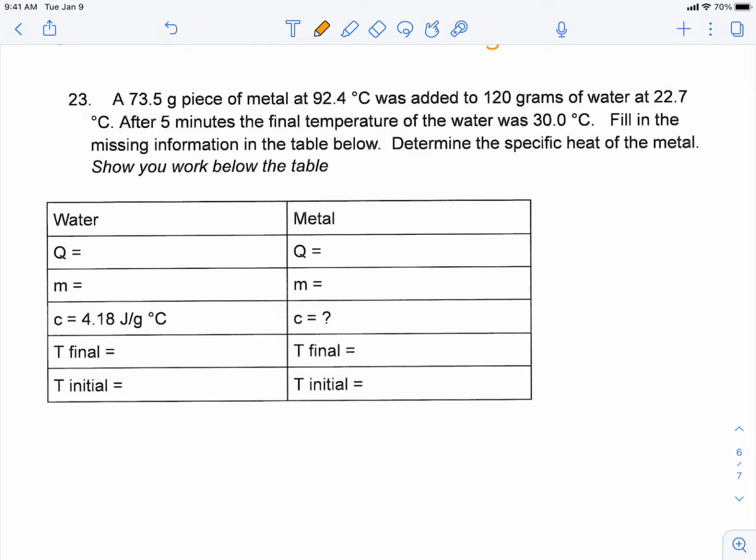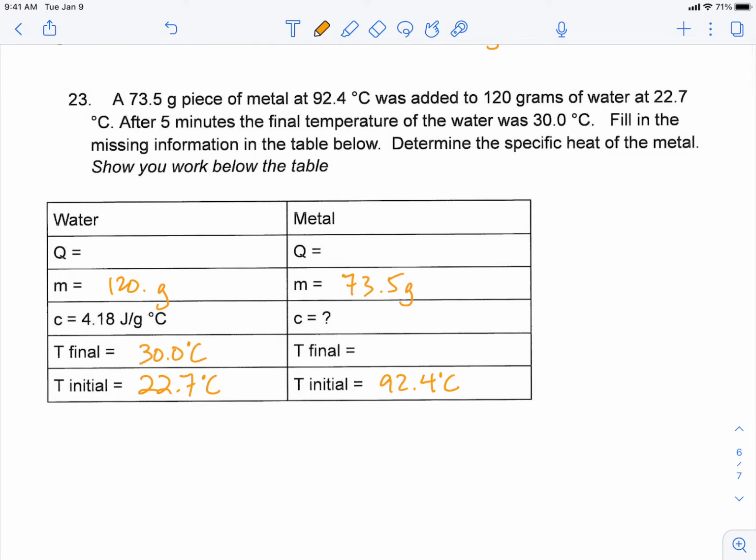All right. So our metal has a mass of 73.5 grams. The initial temperature is 92.4 degrees. It was added to 120 grams of water. And the initial temperature was 22.7 degrees. And the final temperature of the water was 30 degrees.